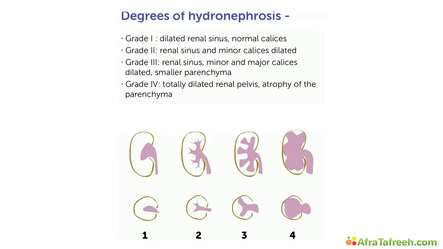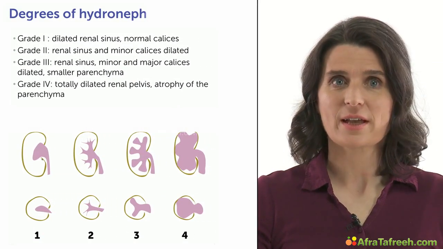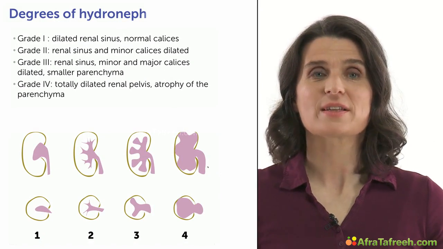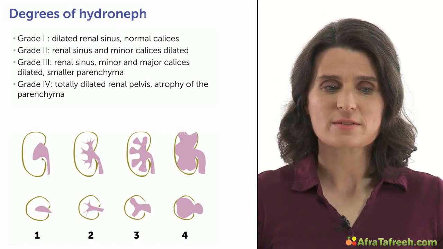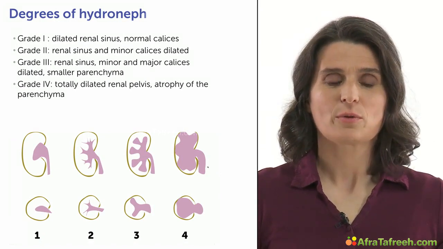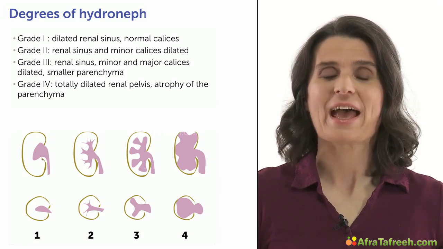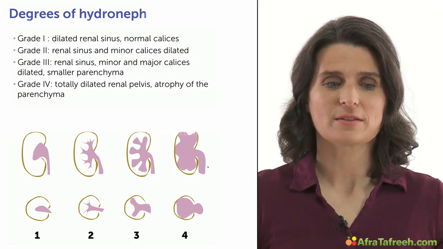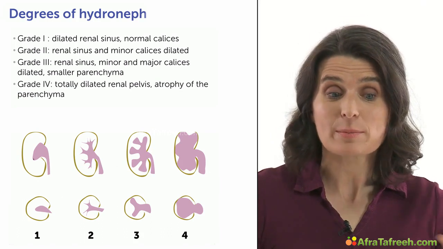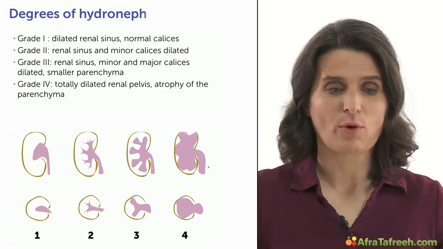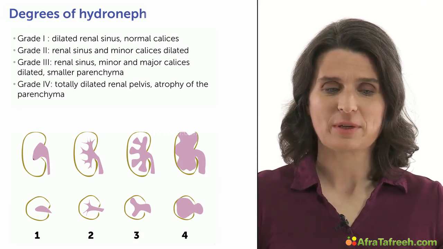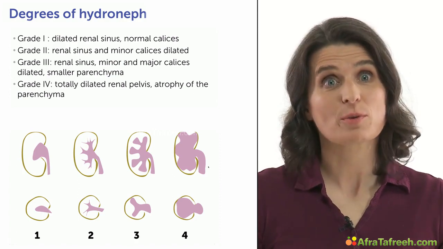We've got different degrees of hydronephrosis. Some divide in 3 degrees, some in 4. We use the classification of 4 grades. Grade 1, only dilated renal sinus. Grade 2, renal sinus and minor calyces dilated. Grade 3, renal sinus, minor and major calyces are dilated, the parenchyma already getting a little bit smaller. And grade 4, a totally dilated renal pelvis and the atrophy of the parenchyma.